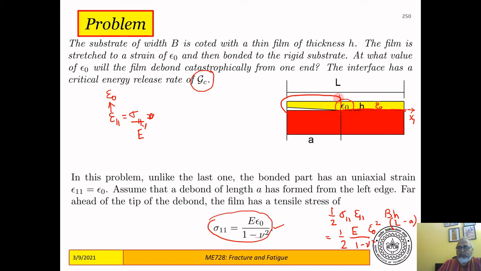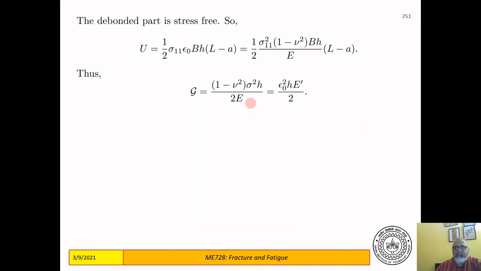Okay, so this part is relaxed of this residual strain that was there in the film when it was pasted on the substrate. As soon as this debond forms, the strain relaxes here, but it does not relax in the undebonded part. So this is your strain energy, total strain energy, and then taking the derivative with respect to B times A will give you the G.